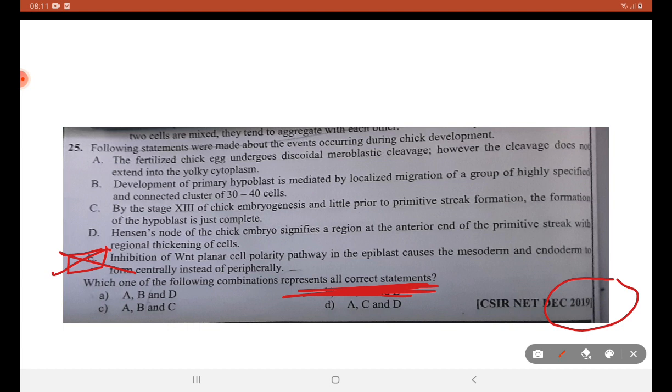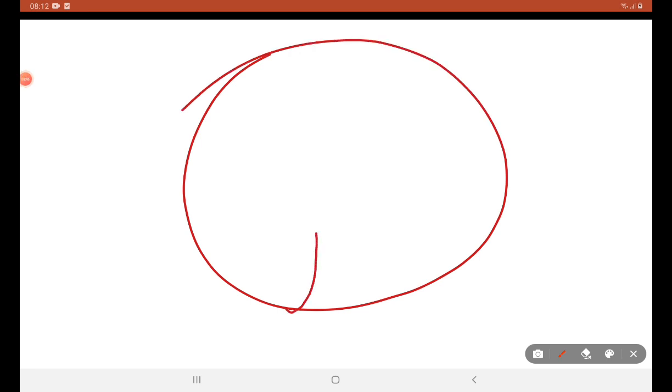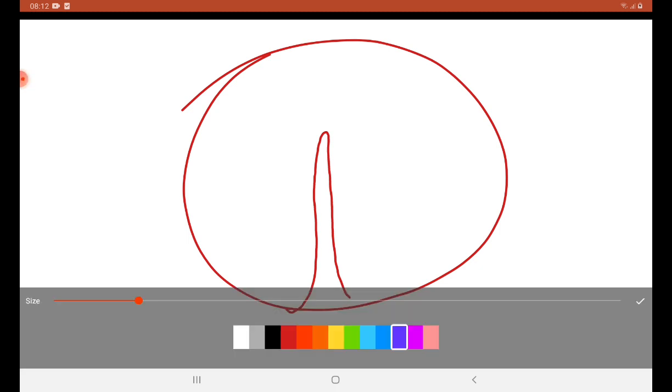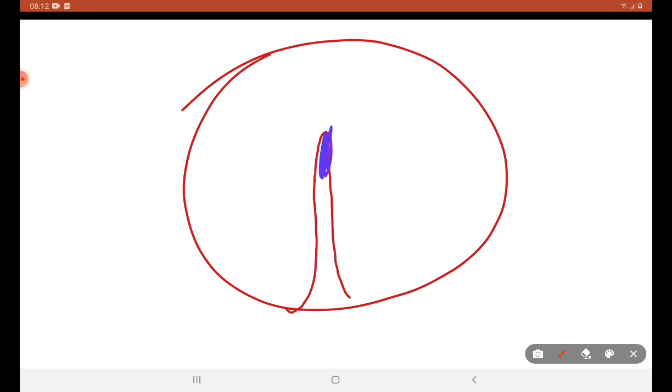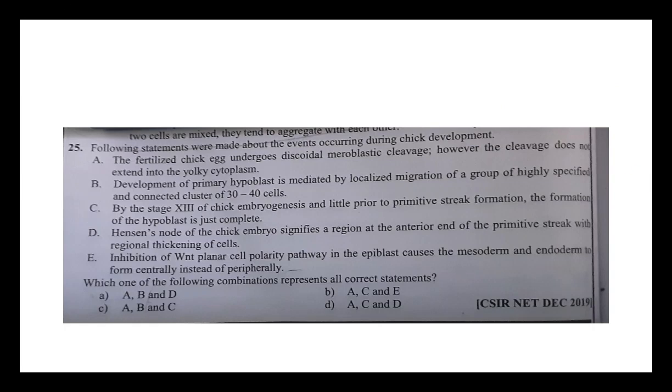Hensen's node of the chick embryo signifies a region at the anterior end of the primitive streak with a regional thickening of cells. Yes, D is correct. So what is Hensen's node? Consider this is a chick embryo. We have seen about primitive streaks and cells migrating. This is the anterior end. At the anterior end, there will be a thickening. This end is called Hensen's node. D is the right answer.